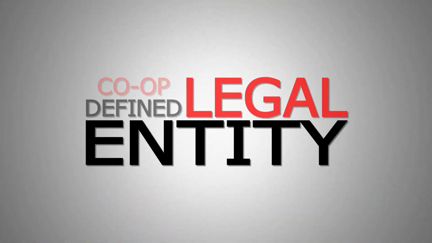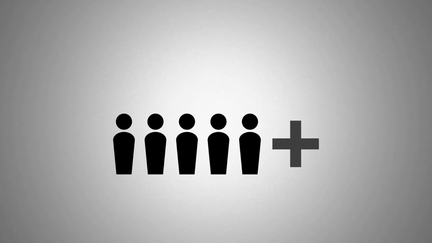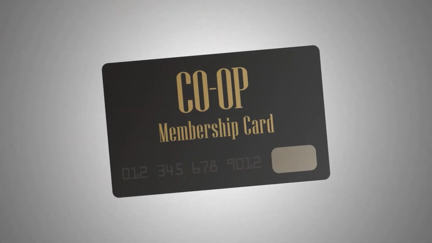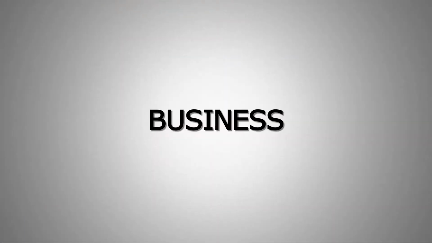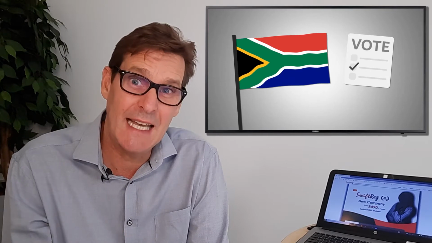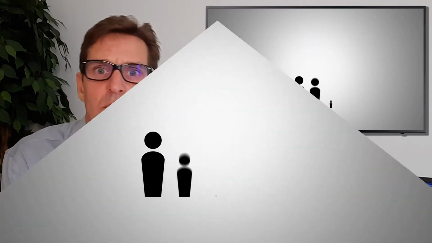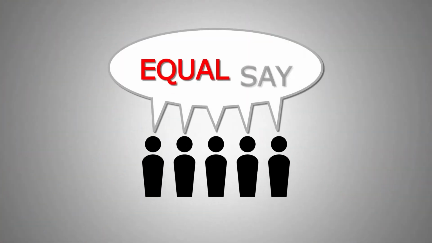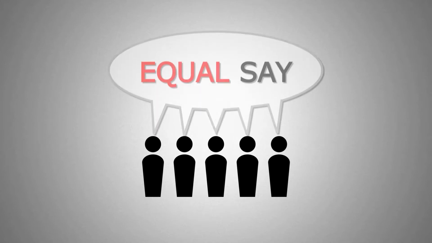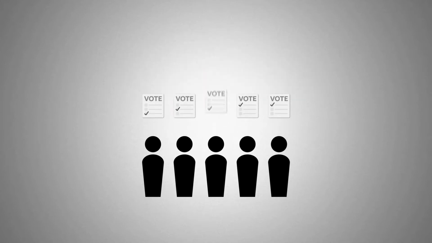A co-op can be defined as a legal entity formed by a group of 5 or more people to provide goods and services to its members. In its simplest terms, a co-op is a membership club which operates as a business. Of all the legal entities available in South Africa, a co-op is by far the most democratic and egalitarian. This is because all members have an equal say in how the business is managed and have one vote regardless of how many shares they own.